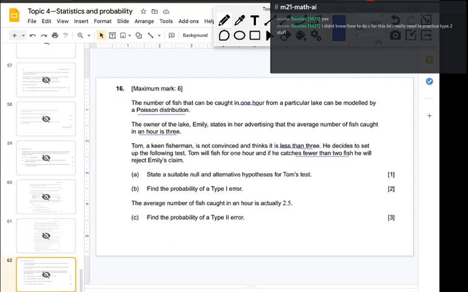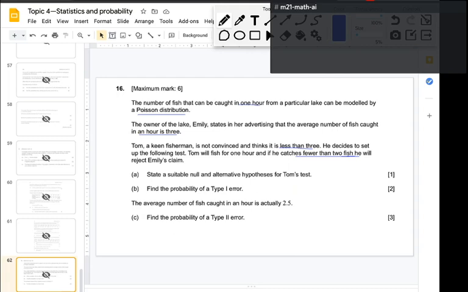So basically in this circumstance, they have a hypothesis test, indirectly. They don't set it up the way the normal distribution questions do, but they will usually inform you of the threshold of rejecting the null hypothesis. And here, it's when he catches fewer than 2 fish.